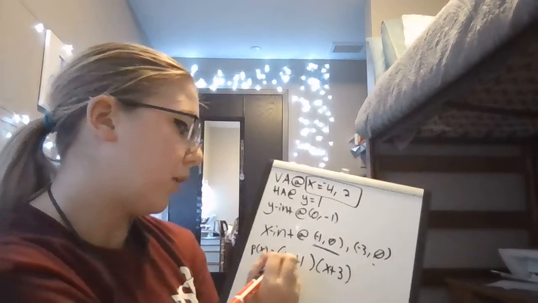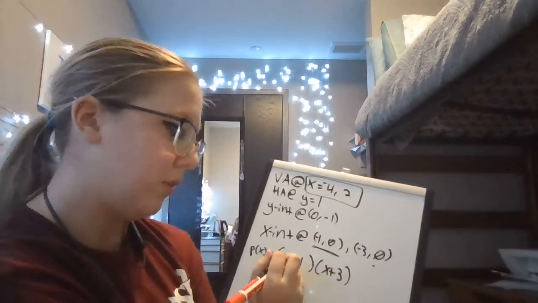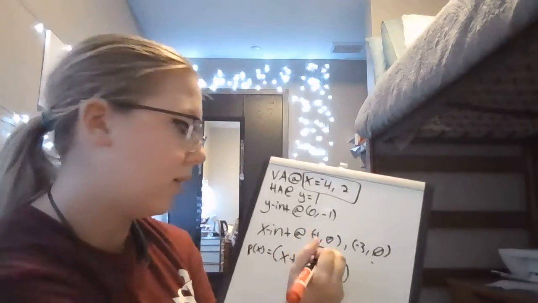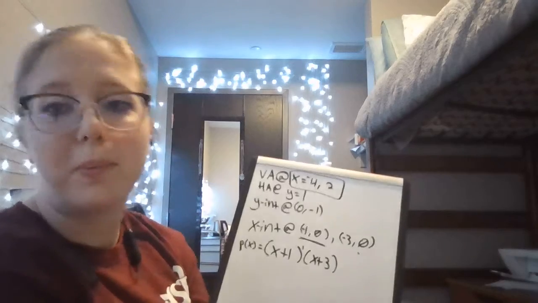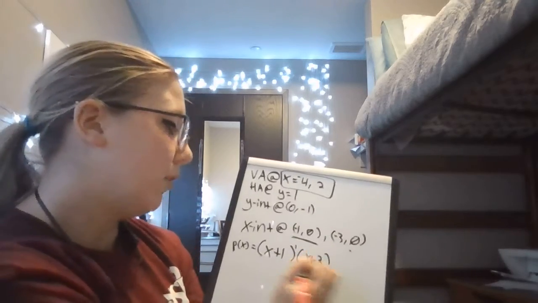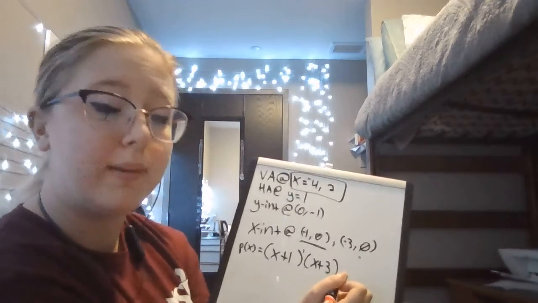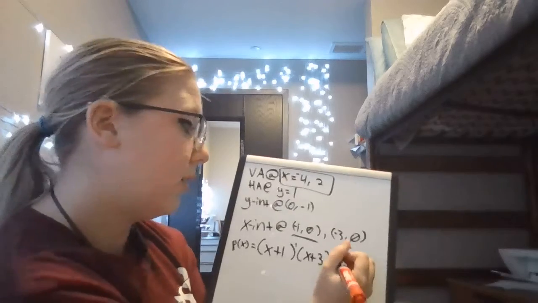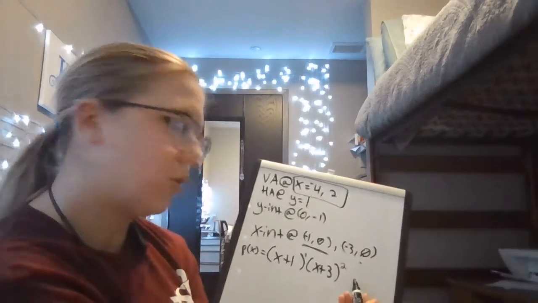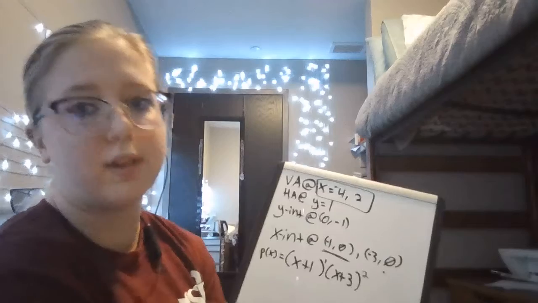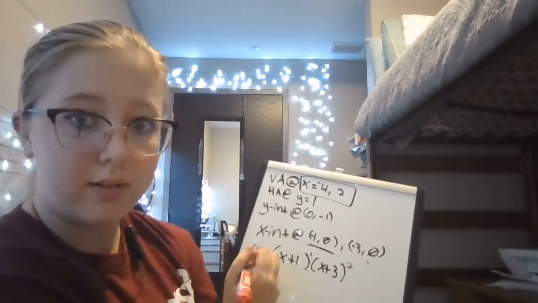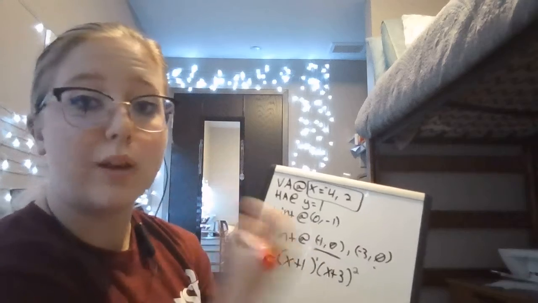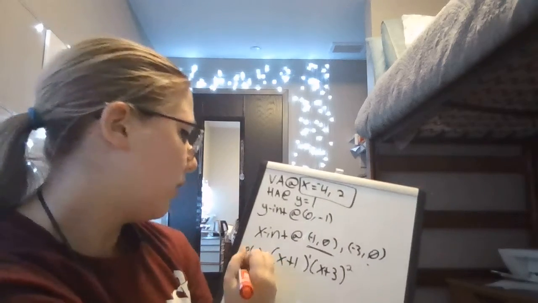Since it crosses completely through here, this is an odd exponent, so you just put it to the first power, invisible, but to the first. This one only touches, which means it has an even exponent. So, squared, the smallest even number you can do. Now that we have our numerator candidate done, we can do our denominator.